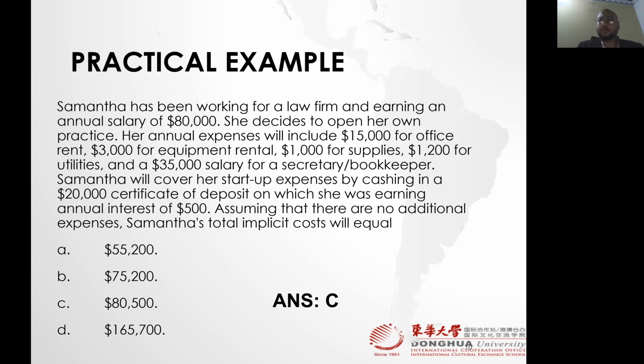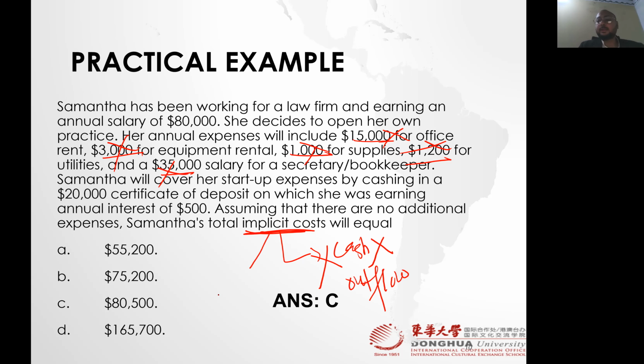Yeah. These are all investments. These can never be the explicit cost. So total implicit cost do not involve any cash outflow, which means it is opportunity cost.